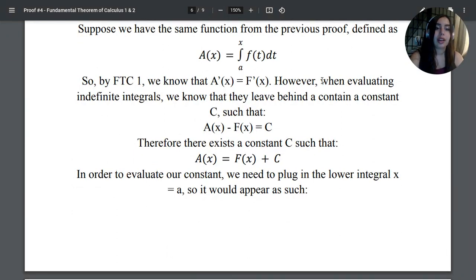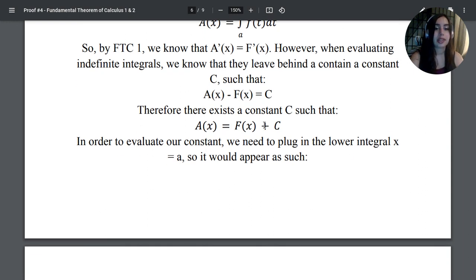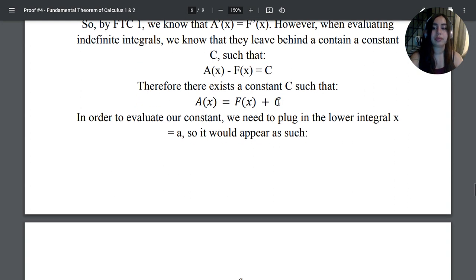However, when evaluating indefinite integrals, we know that they can leave behind a constant c such that A of x minus F of x is equal to c. Therefore, there exists a constant such that A of x is equal to F of x plus c, and we can get this by manipulating this equation right here, moving the F of x to the other side.